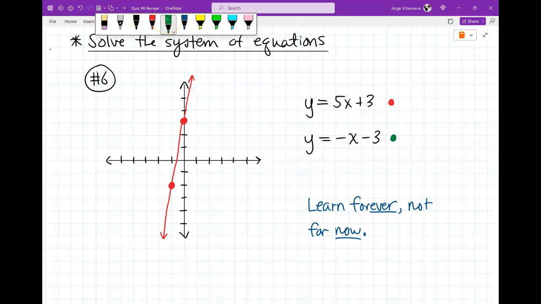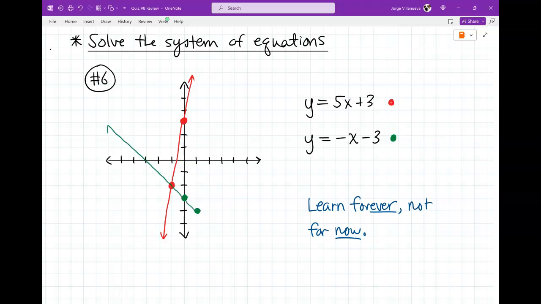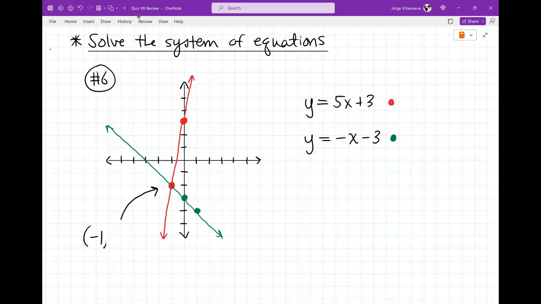I'm going to start at negative 3. My slope is negative 1 over 1. So down 1 over 1. So that's going to be right here. So when I draw my line, it crosses at a point. What point is that? Negative 1, negative 2. Cool. So there we go. So this answer right there is negative 1, negative 2.